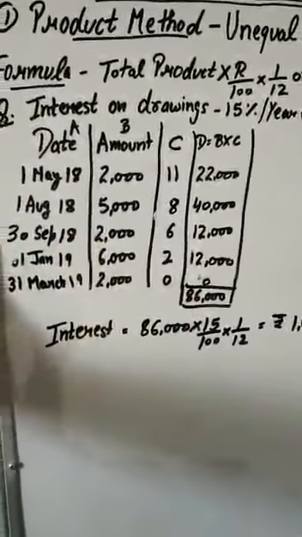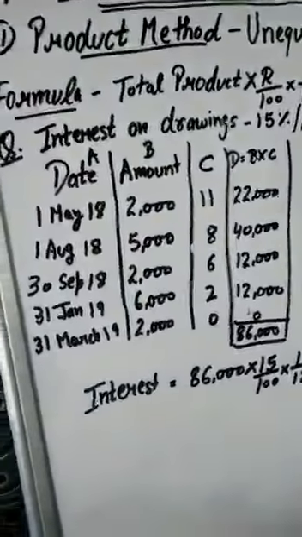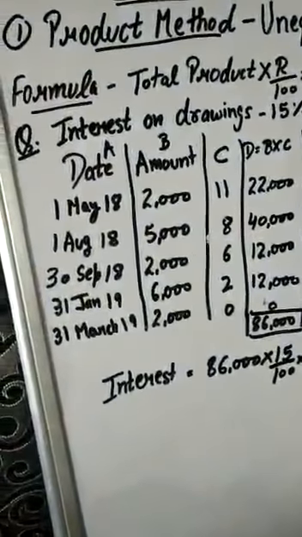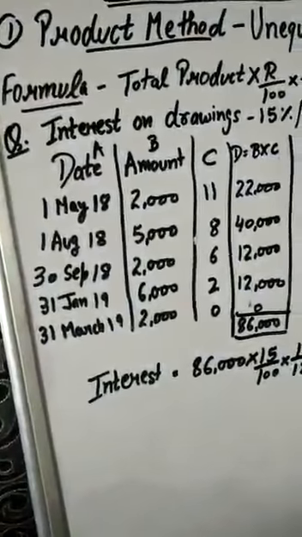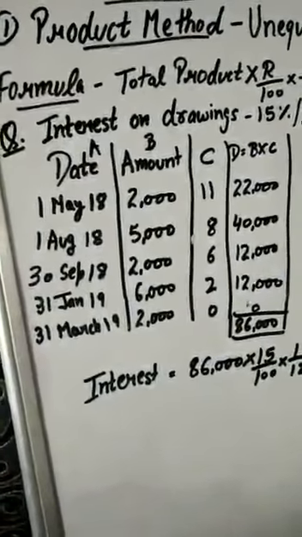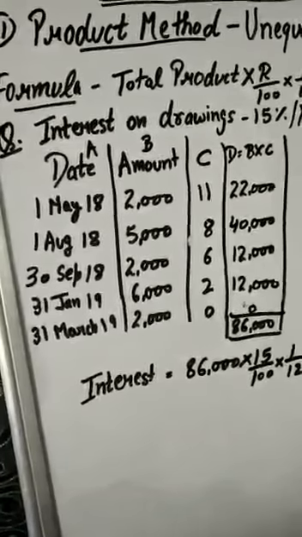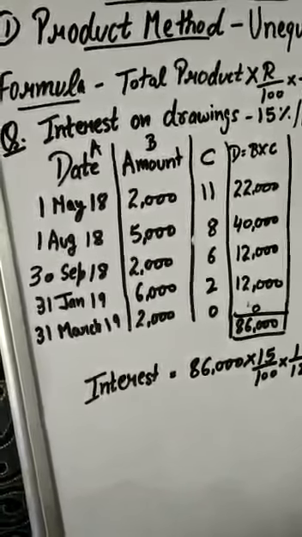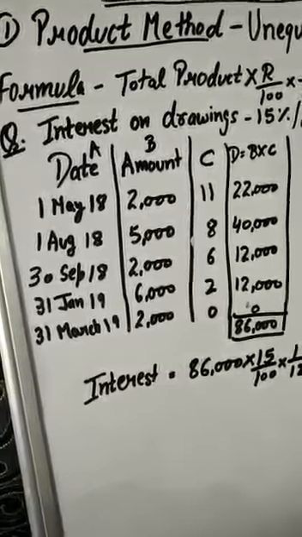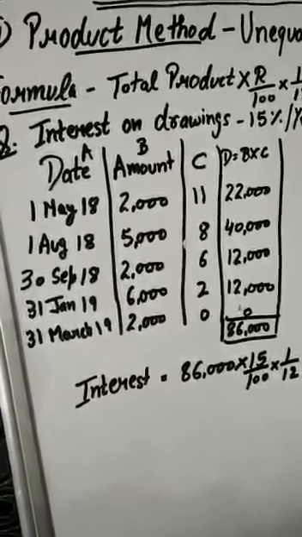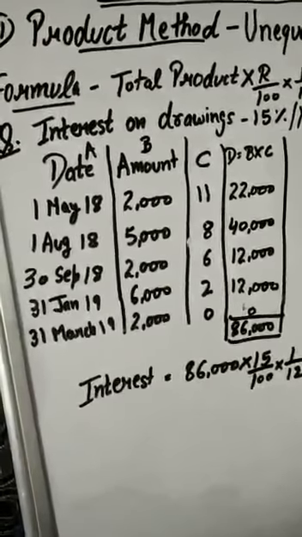On 31st January, next he has withdrawn on 31st January 2019 an amount of 6,000 rupees. 31st January is gone. The months left are February and March. So he has used that 6,000 for 2 months. That 6,000 into 2 comes out to be 12,000.